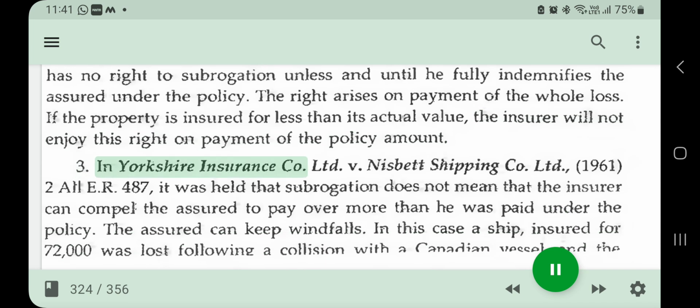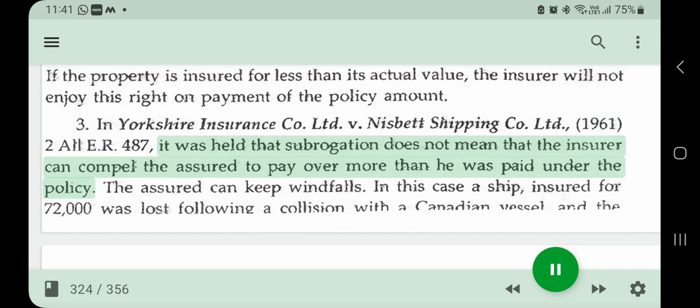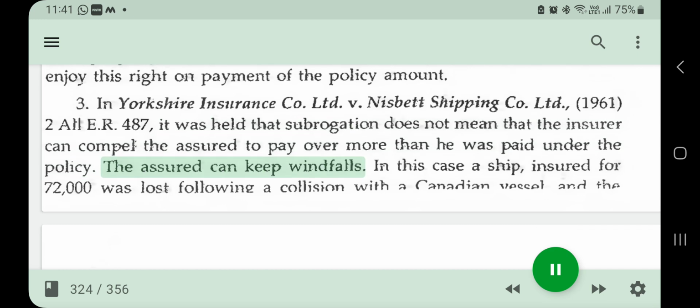3. In Yorkshire Insurance Company Limited v. Nisbet Shipping Company Limited, 1961, 2 All ER 487, it was held that subrogation does not mean that the insurer can compel the assured to pay over more than he was paid under the policy. The assured can keep windfalls.